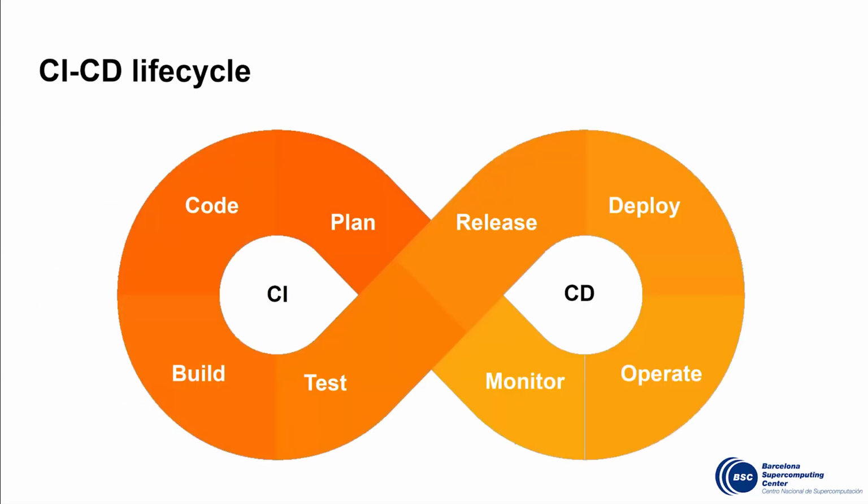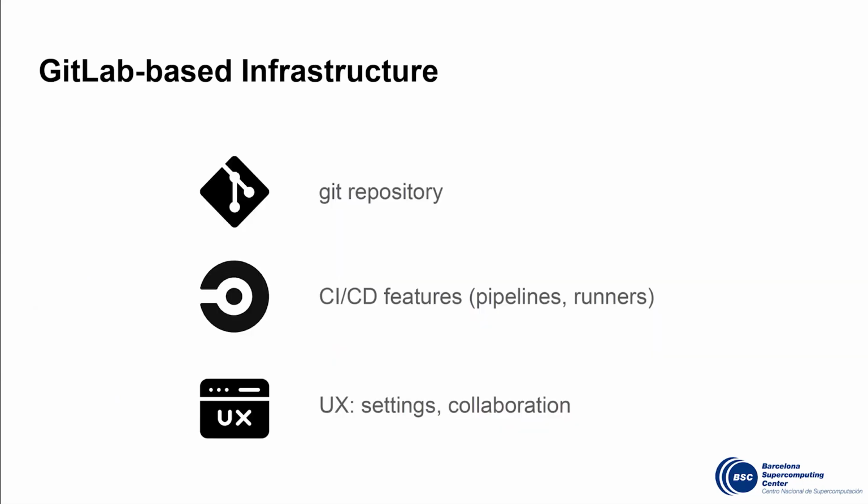version. So in order to do that, we follow a CI/CD lifecycle, which is composed of two parts, CI and CD. It's quite classical. CI has different steps: plan, code, build, and test. On CD: release, deploy, operate, and monitor. So we use GitLab to implement this CI/CD lifecycle because it proposes a Git repository to host the code, CI/CD features like pipelines and runners, and a graphical interface to manage the settings and the collaboration between the developers.